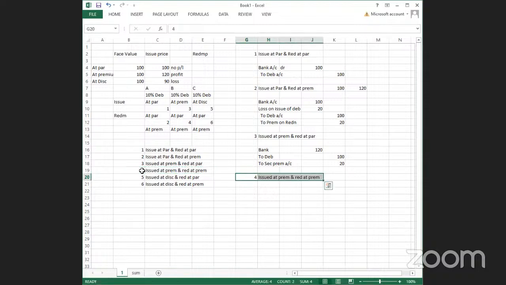So what is the fourth option? Issue at premium and redemption is also at premium. So we have incurred double loss. Okay, not double loss, issue at premium. So that's a profit. And while repaying, it's at a premium.